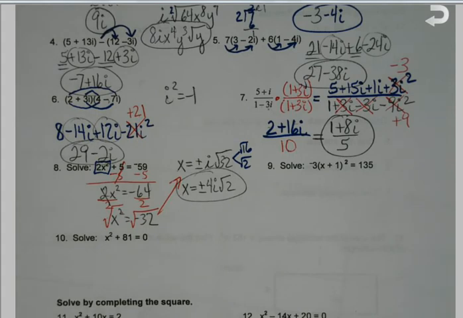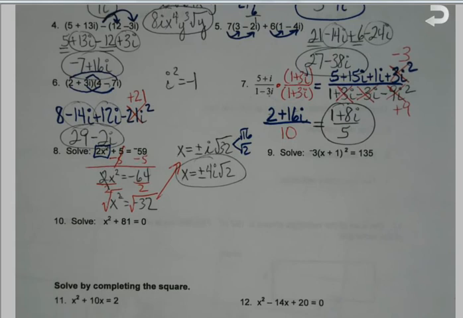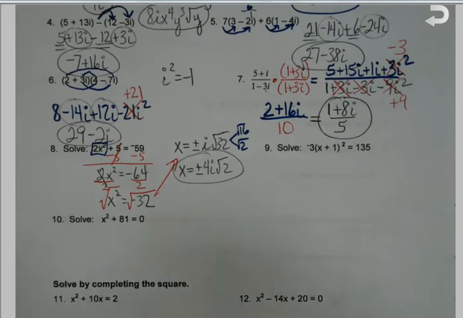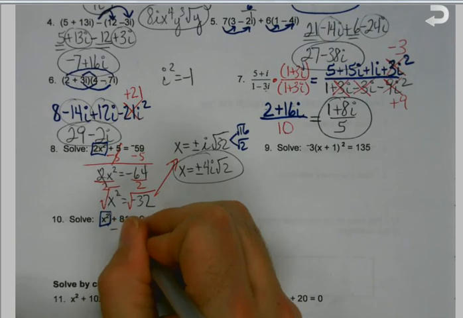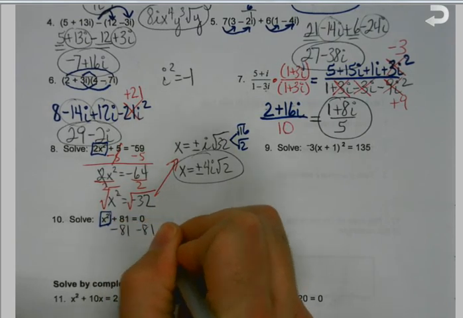Actually, I'm going to skip down to 10. I'll come back to 9 in just a second here. If I come down to 10, because it's similar, x squared needs to be alone first. So we'll get the 81 out of there.